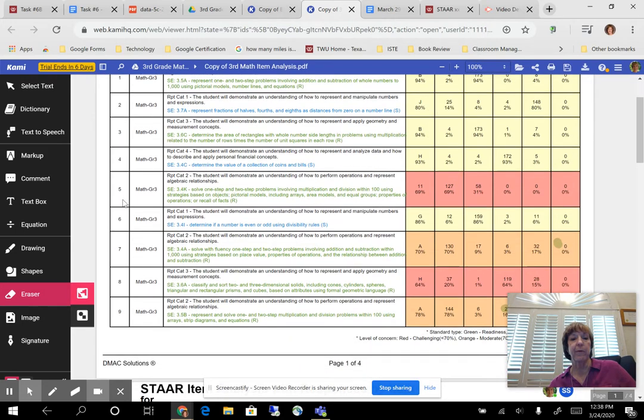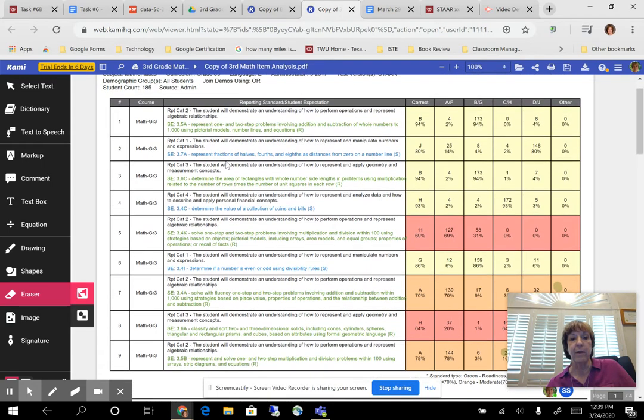But look down at number 5. On number 5, only 69% of the students answered it correctly. So that would be a skill that I would definitely have to reteach. Let's take a look at it. Number 5, which they got completely messed up on, is in reporting category 2. And the one that they got 95% on is also in category 2.